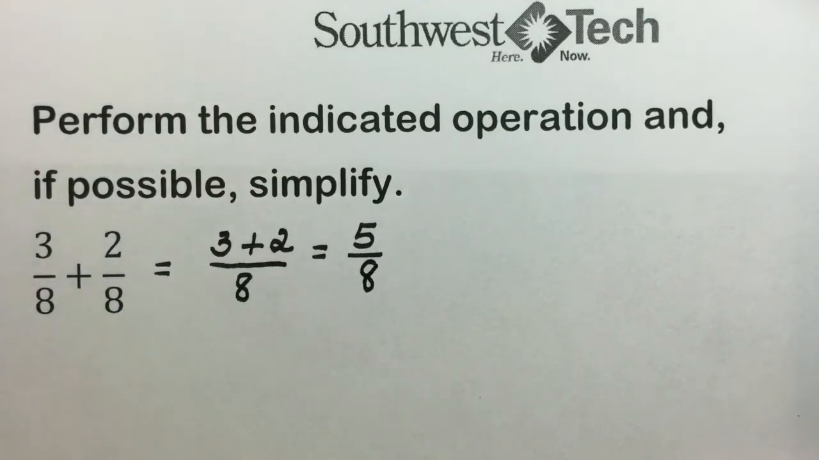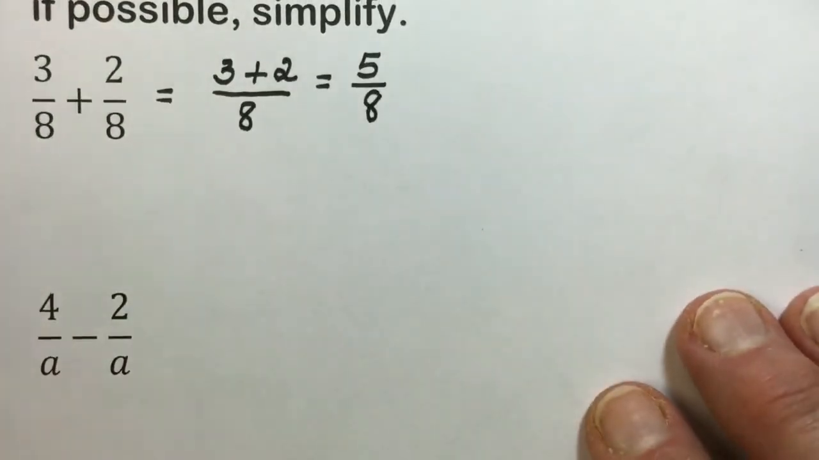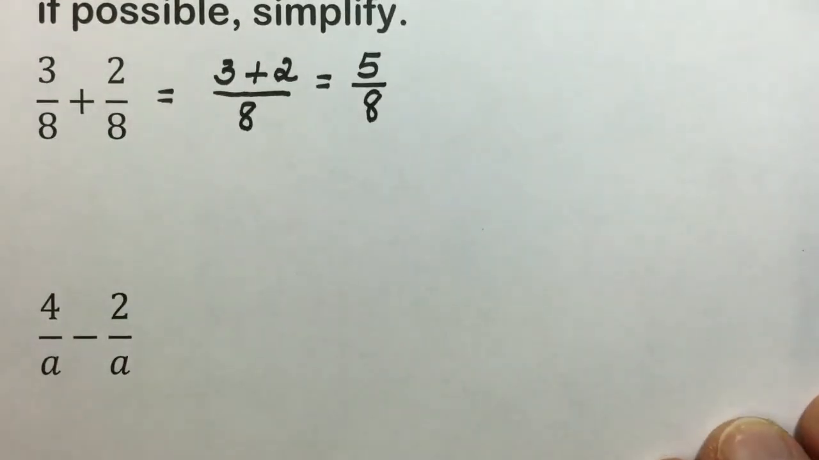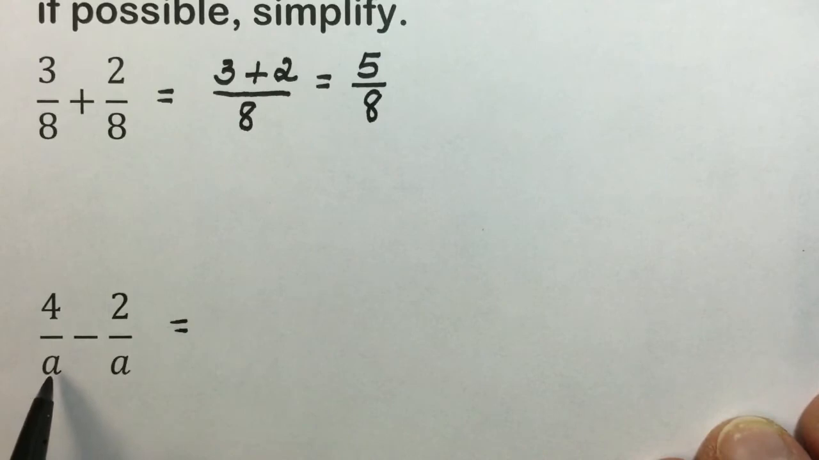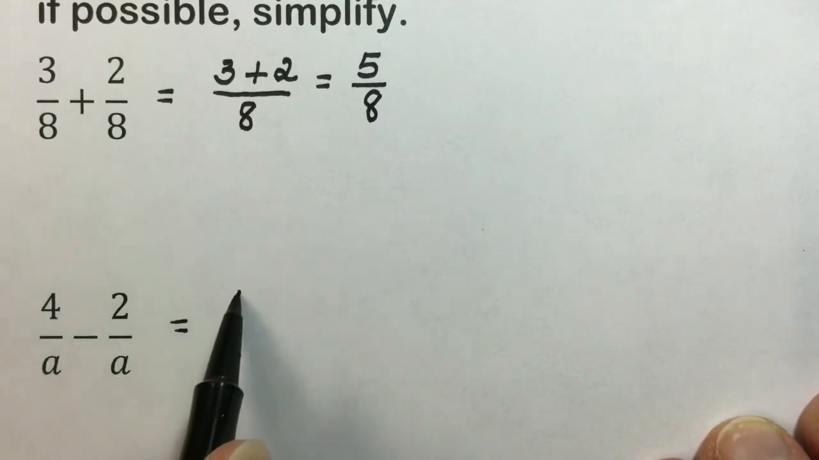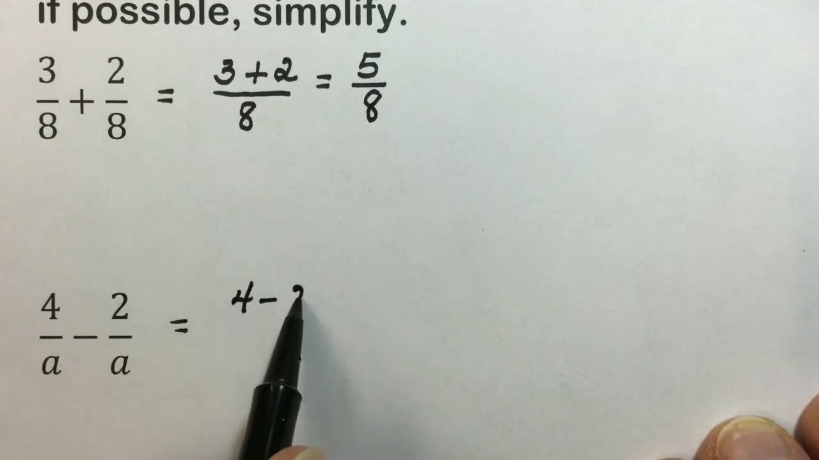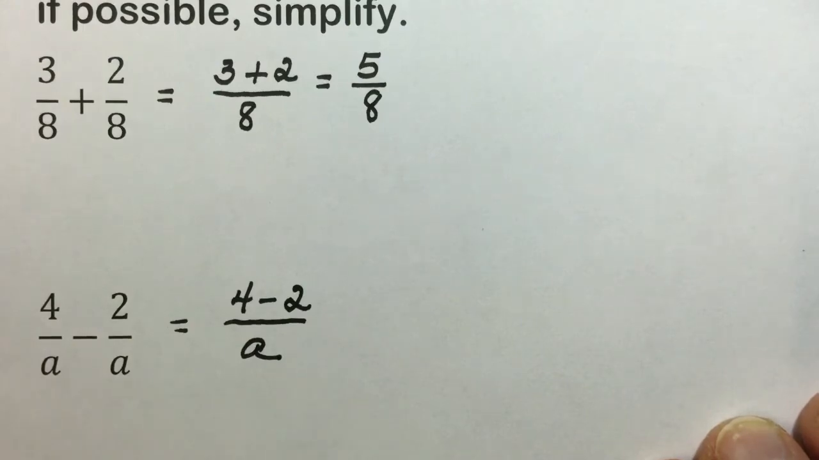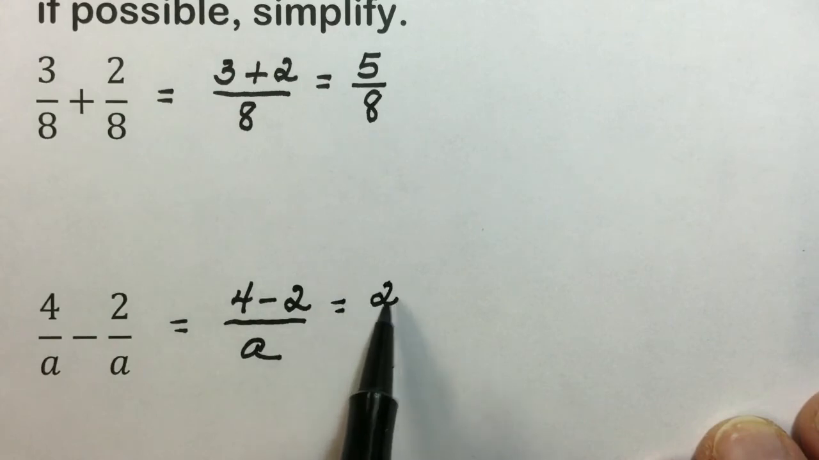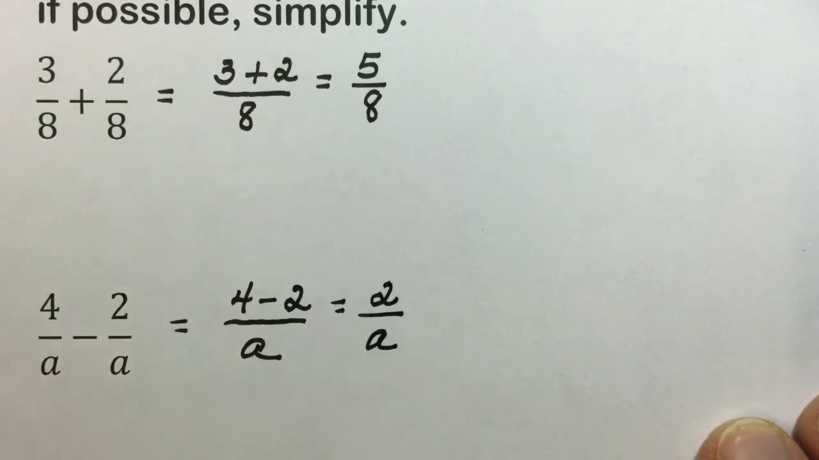Likewise with subtraction, the same situation is required when we're adding or subtracting. We have to have a common denominator, which is the case here. We have the variable a. The rule then is subtract the numerators and keep the denominator. The denominator does not change. 4 minus 2 can be simplified into a 2 over that common denominator of a.